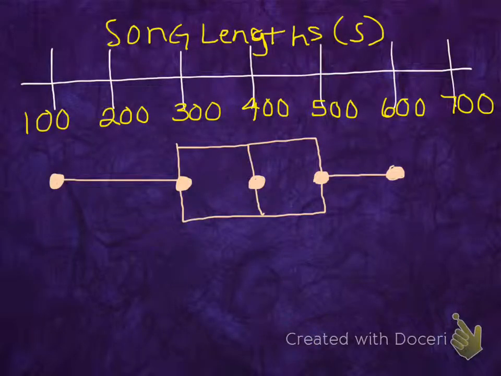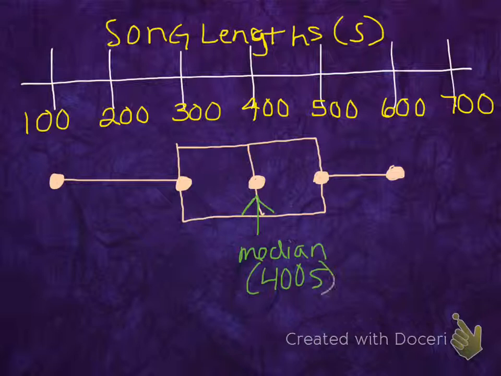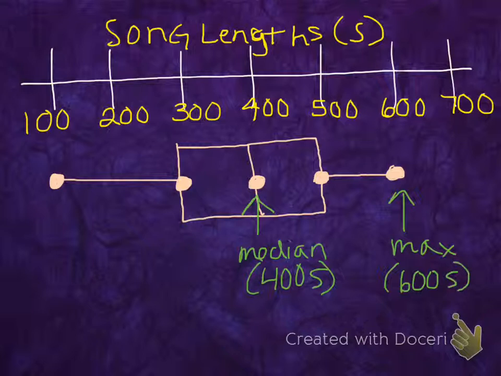Let's look at an actual example here of a box and whisker plot and read some things off of it. Our median is going to be our middle dot. So our median is right about 400 seconds. Our maximum is going to be right about 600 seconds. Our minimum is going to be right about 100 seconds.